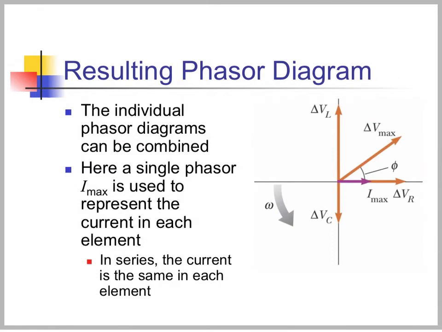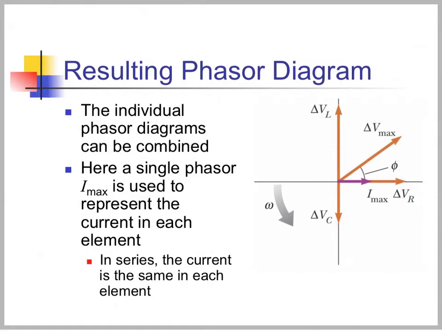So we're going to use a single phasor I max to represent the current in every element, and in series the current is the same in each element. And then delta V R, C, and L are all given by these phasors. And the vector addition of all of these is going to be delta V max.